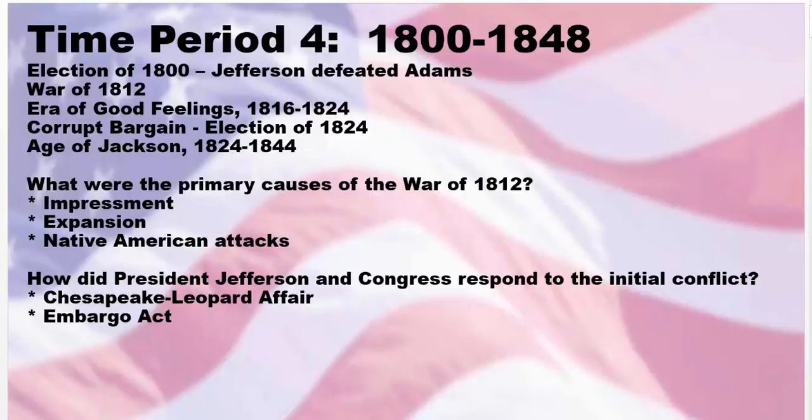So after this Chesapeake Leopard affair, the initial response of Congress when Jefferson was president was the Embargo Act. The Embargo Act simply said, we are not going to trade with anybody. That's it. No trade at all. This will be lessened when President Madison takes office, and it is Madison who will be the president who declares war at this time.